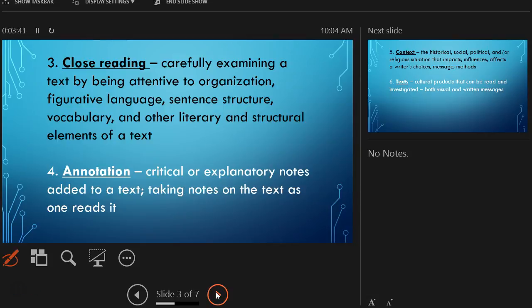And in order to do close reading, we must engage in annotation, our fourth word. Annotation is critical or explanatory notes added to a text. And basically it means taking notes on the text as one reads it. So as you read, making marks on the text is annotation. When you see something that surprises you, you mark it. When you see something that confuses you, you mark it. When you see a unique word choice, when you see a unique sentence structure, you mark it. Anytime you pause and think, mark it, because it's something that the writer's doing to create an effect. Now, we'll analyze it later, but the first step is just marking, annotating.